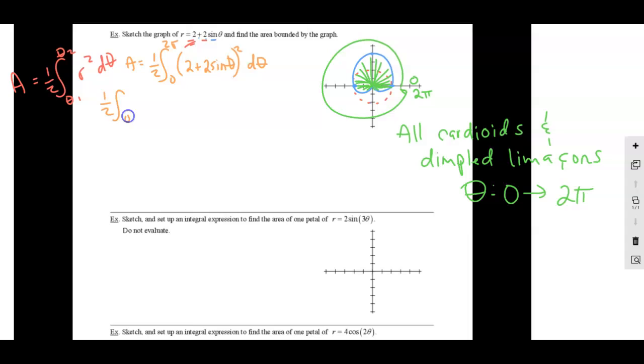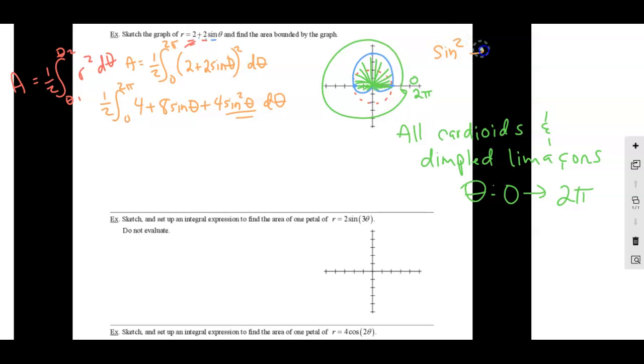So we've got the 1/2, 0 to 2 pi. We're going to FOIL this out. 2 times 2 is 4. Then we're going to have 4 sine plus 4 sine, so it's going to be plus 8 sine theta, and then plus 4 sine squared theta. So there I just FOILed everything out. And the 4 is easy to integrate. And the 8 sine theta is easy to integrate. But the sine squared, oof, I don't want to do that one.